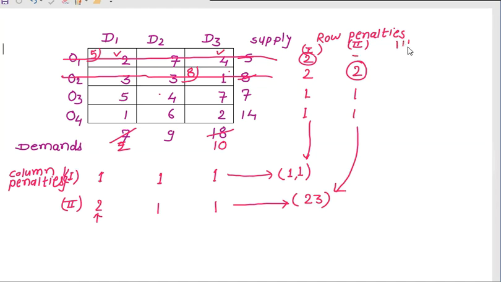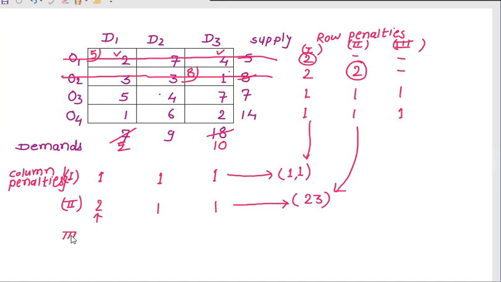Let us calculate the third set of penalties. Now there is no first row, there is no second row, only two rows left. So for the third row, we again calculate the penalties. Difference between the lowest and second lowest is 1. For the fourth row, the difference between the lowest and second lowest is 1.